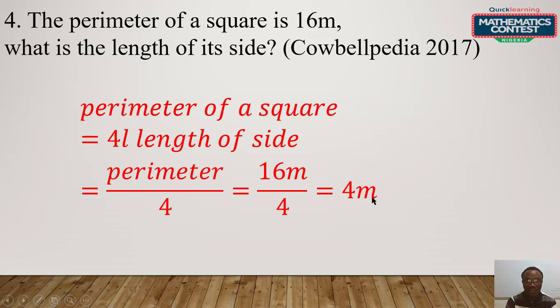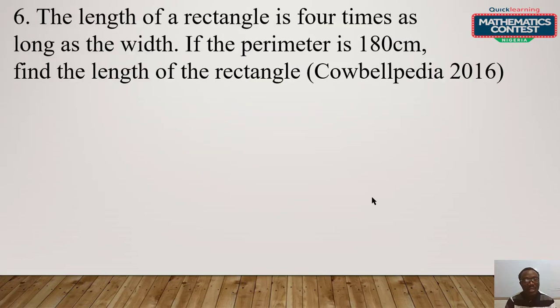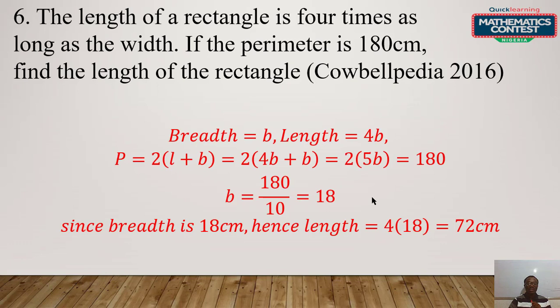so the length of its side is 4 meters. Now the next question is question number 6, which says the length of a rectangle is 4 times as long as its width. If the perimeter is 180 centimeters, find the length of the rectangle. Since we're looking for the length, let's establish something. The breadth we don't know, so we can call the breadth B. The length is 4 times its breadth, which is the width in this case, so the length will be 4B.